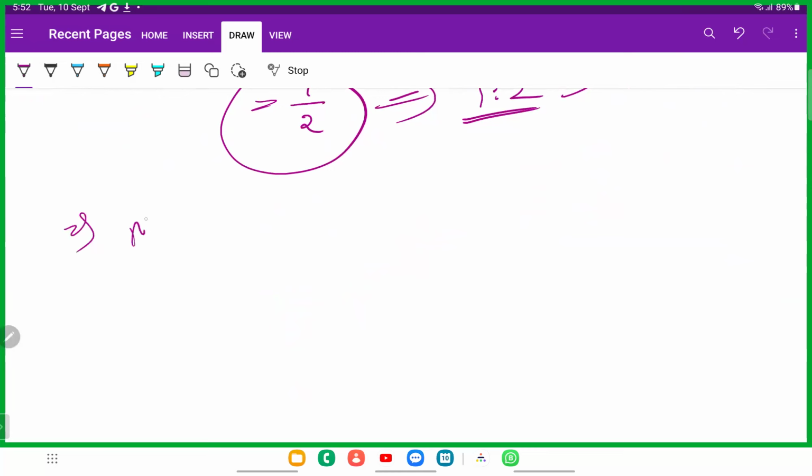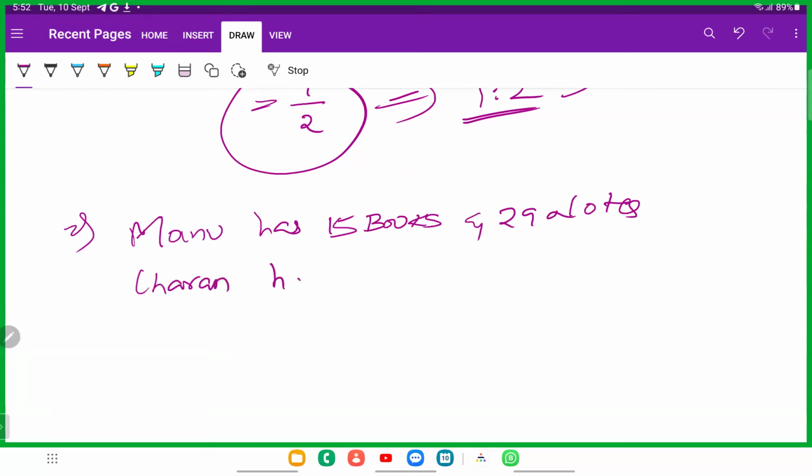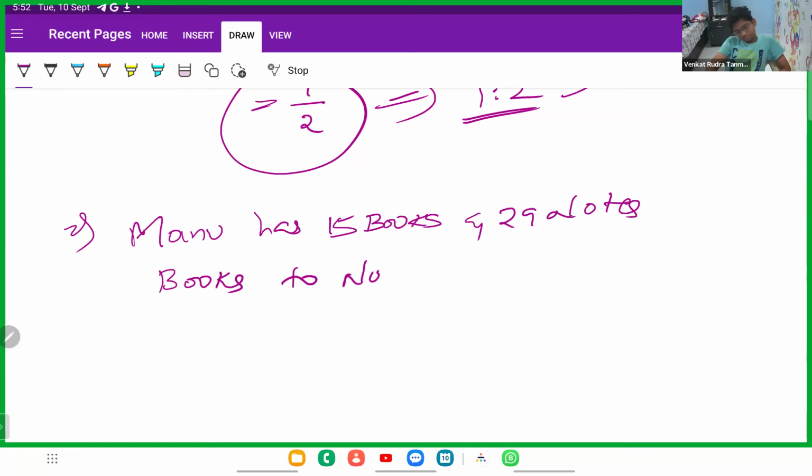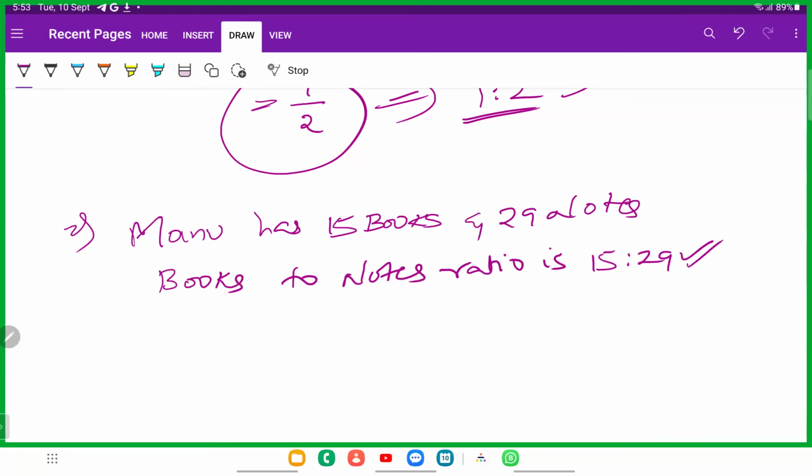Then one more problem on this, same problem. Manu has 15 books and 29 notes. Okay, Charan has... question. Let me frame question in another way. So now what is the ratio of pens to pencil here? Sorry, books to notes here? 15 is to 29. Okay.